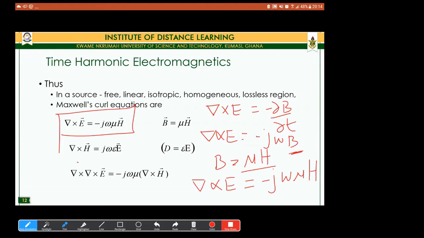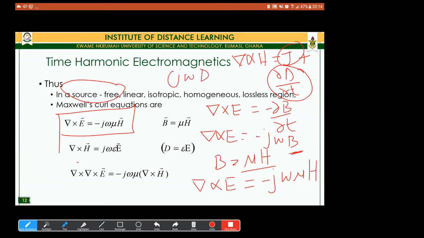Similarly, curl of H was equal to what? J plus del D del t. If you consider the situation where we're dealing with what? A source-free field, it means J is 0. There's no source, no current density. Then it means curl of H must be equal to del D del t. And del D del t will be equal to what? j omega D. Again, but D equals what?